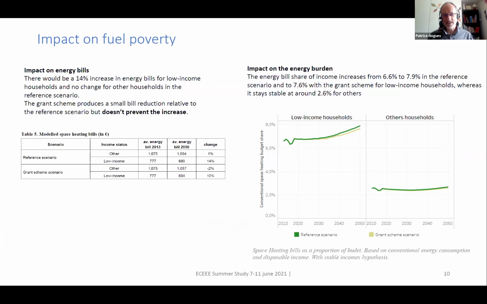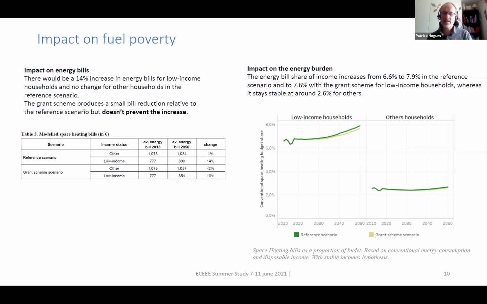If we look now at our households with low income, on the left, you have the impact on energy bills. And you will see that whether you are in the reference scenario or in the grant scheme scenario, for low income households, you will have an increase of 40% without grants and 10% with the grants. So it's a bit lower, but it's still an increase. You have almost no differences for other households because they have more capability to change their system and choose the system with the lower running cost.